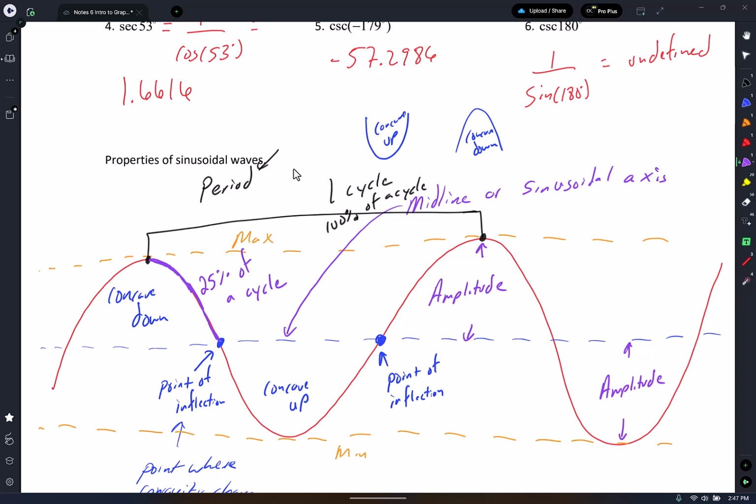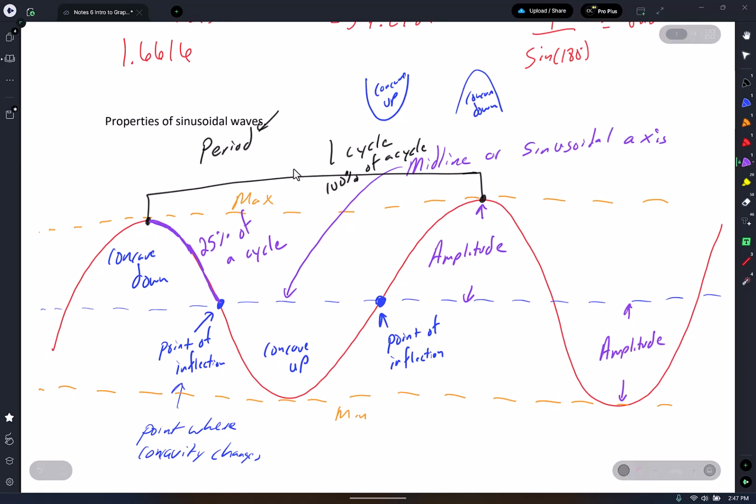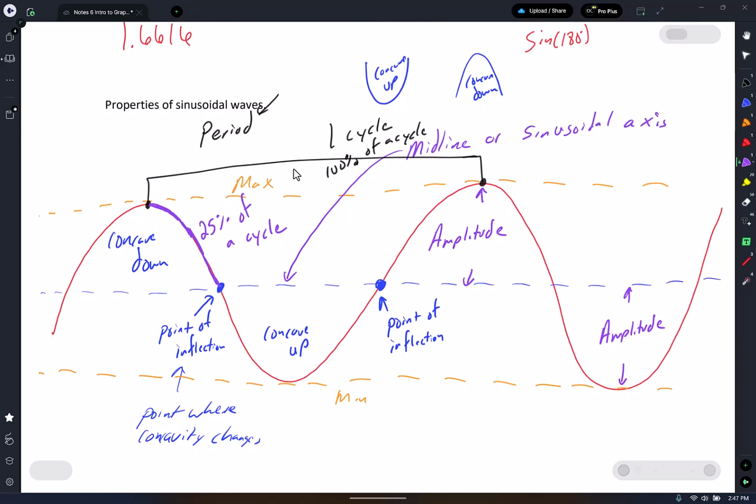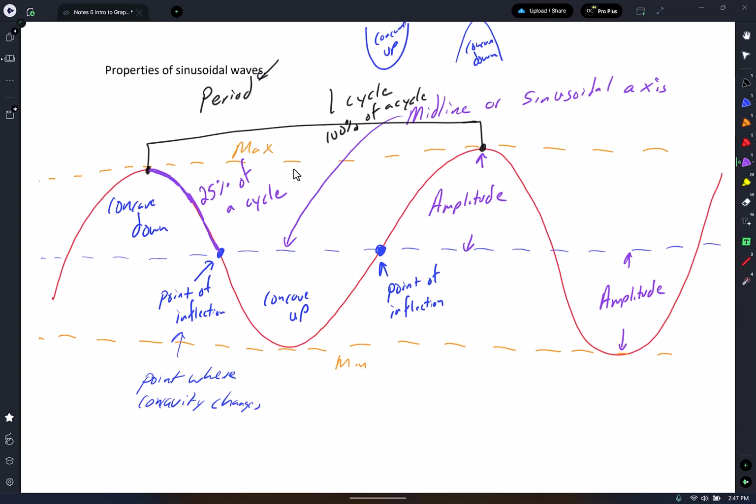What is what? Point of inflection. Point where something changes. What is what? Amplitude just means it's like a vertical stretch. So it's just the distance from the maximum to the midline. You're going to see more about it in a little bit. All right, guys. I think we got everything. I think.